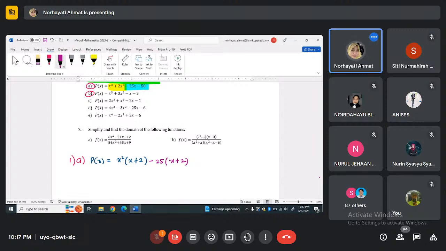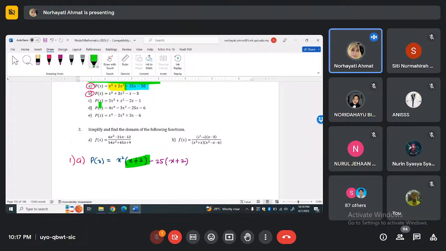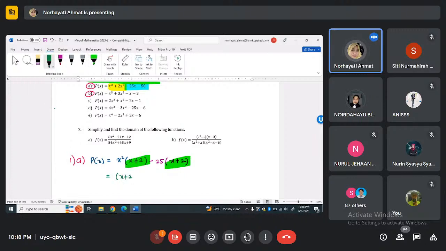Apa angka seterusnya? Nampak tak ada kat situ apa yang sama? X plus 2. Pandai. X plus 2. Sama. Bagus ni. X plus 2, X plus 2. So we can factorize X plus 2. So apa jadi? Kita keluarkan X plus 2. X plus 2. Apa lagi yang tinggal? X square minus 25. Pandai.